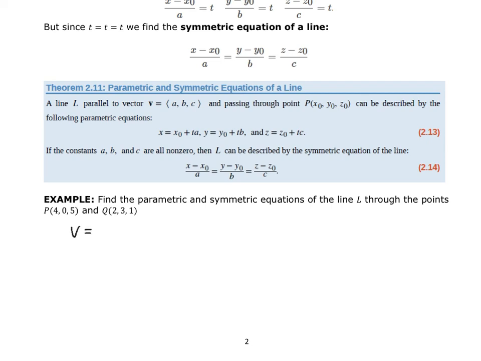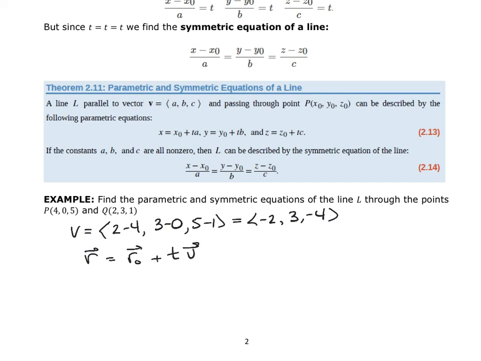So v is equal to, and we do our usual 2 minus 4, 3 minus 0, 5 minus 1, which gives me -2, 3, and -4. Now we use the fact that our vector r is equal to the vector r naught plus t multiplied by our vector v. And we know that our r naught can be described as 4, 0, and 5 plus some t, and then we found our vector, which is -2, 3, and -4.